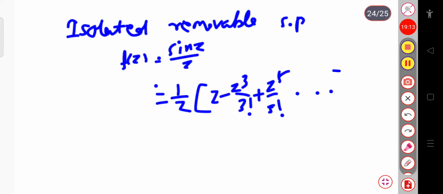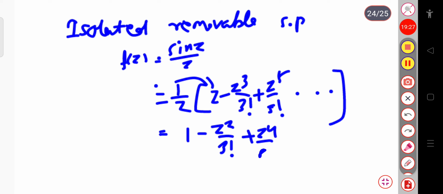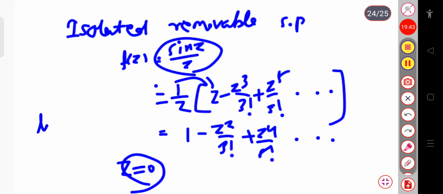Now if I multiply this 1 by z with the series, this will be 1 minus z square by 3 factorial plus z power 4 by 5 factorial and so on. Here you can see there is no negative power of z. So we can say that z equal to 0 is the removable singular point of the function f of z, because by the L'Hospital rule, the limit as z tends to 0 of sin z by z is equal to 1. So the singular point has been removed here.